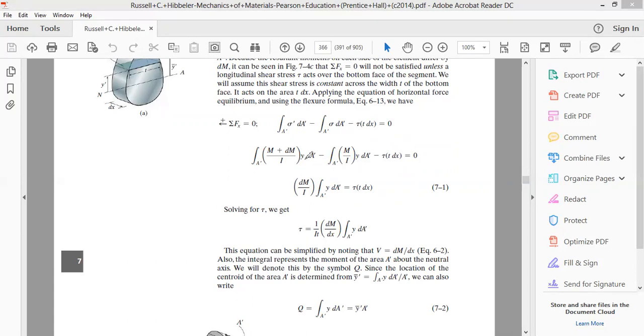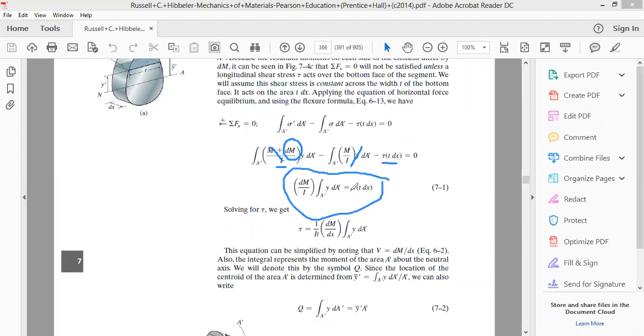As we perform the algebraic calculations, the M by I into y dA prime terms cancel, so we are left with dM by I integral y dA, because dM is finite, so it will be taken out of the integration. I is also finite, so it's out of the integration. So you have integral y dA equal to tau t dx. Once you perform the algebraic calculations, we get this.